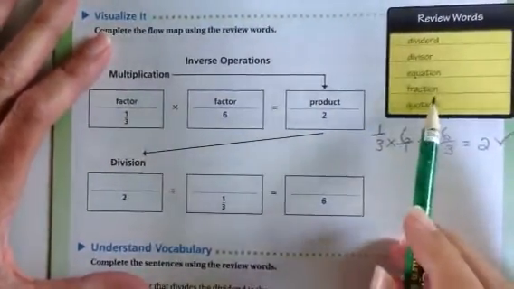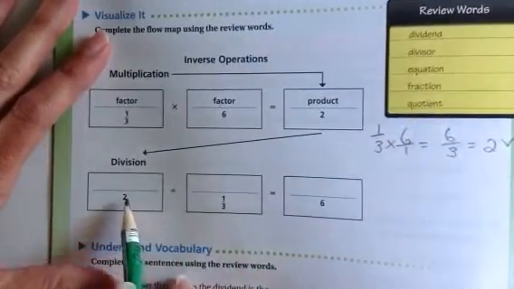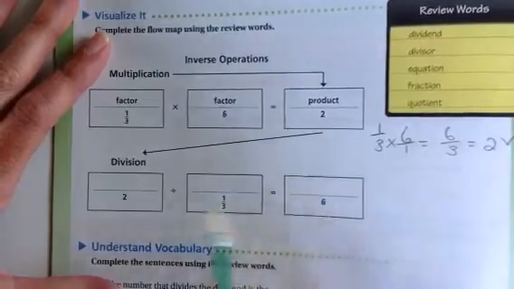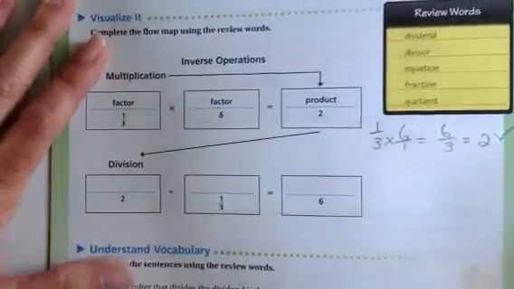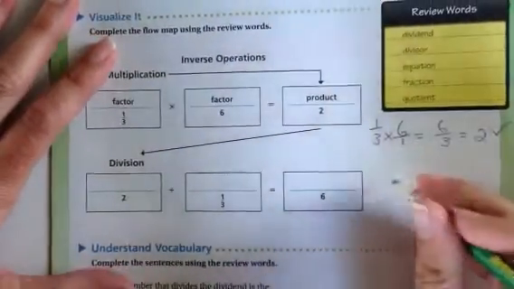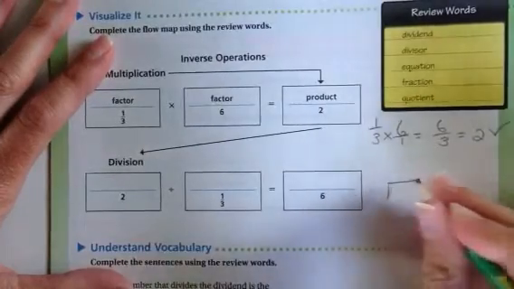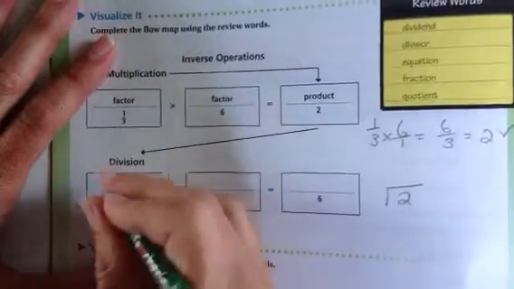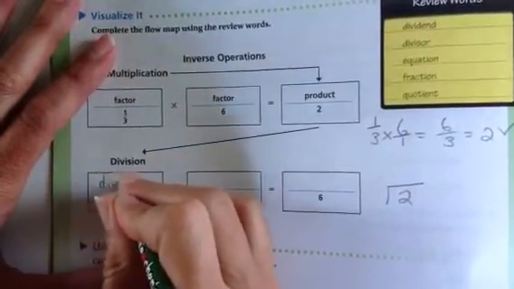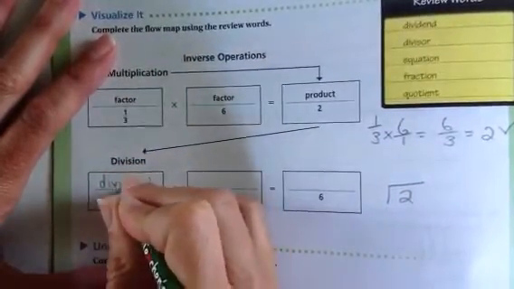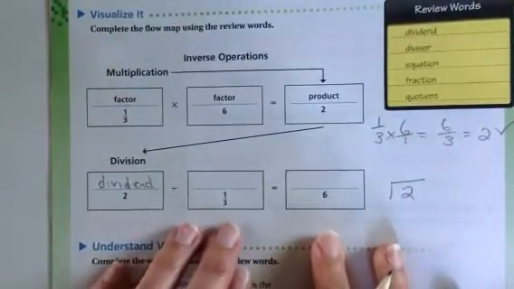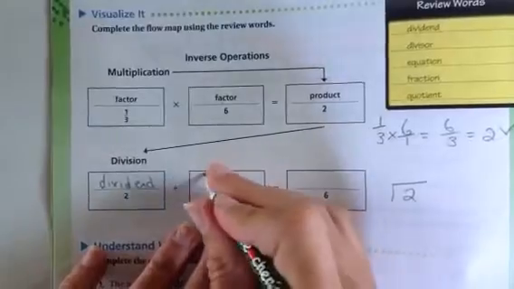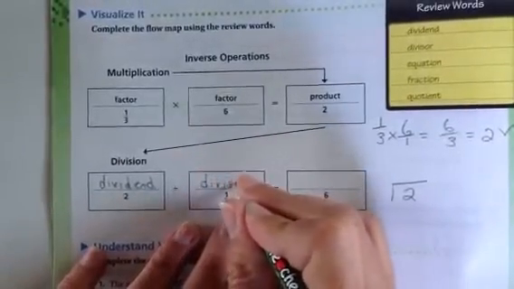So now we want to take these review words and fill in. We have 2 divided by 1/3 equals 6. So the first number in a division problem, we usually say it goes under the roof. If we were to write it this way, that's going to be the dividend. Divided by 1/3, which is the divisor.